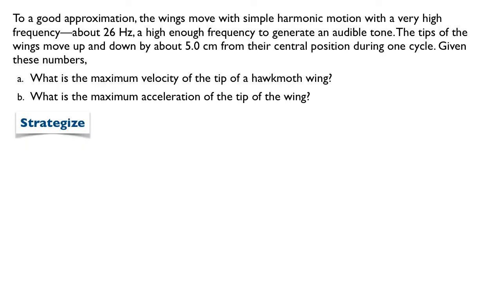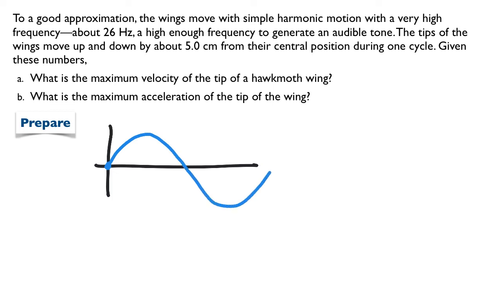Now first, I'm going to do my strategize. And my strategizing, as always, is that we're going to treat this as simple harmonic motion. My preparation is to characterize the motion. The first thing I'm going to do is draw a graph of the motion of the wingtips. We're told they move up and down by 5 centimeters from their central position. So the wing moves up by 5 centimeters, and then down by 5 centimeters, and then back to the central position.